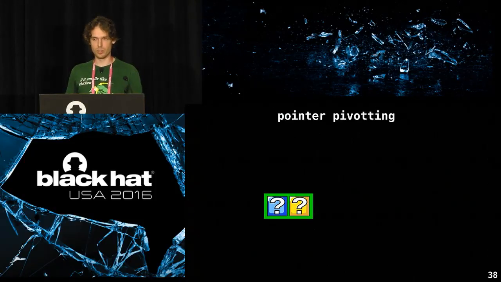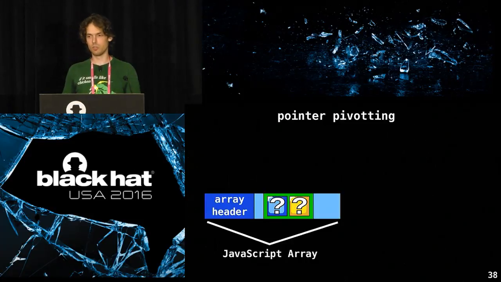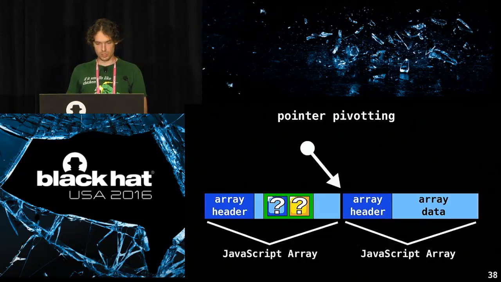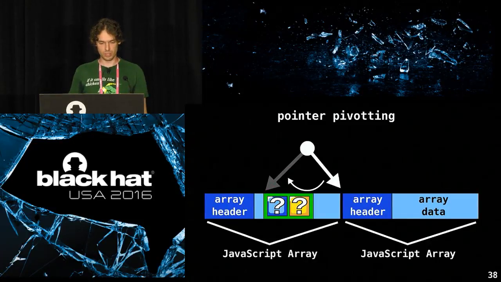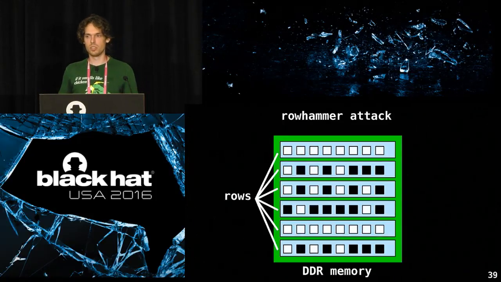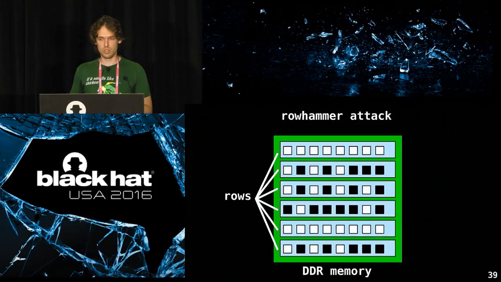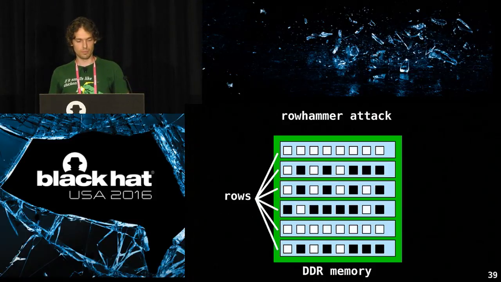So what we do is we create this fake object in an array for which we know the address, and then we use Rowhammer to flip a bit in a reference to another array to create a reference to the object that we want. And if we have that, then we're basically there. We use a hardware vulnerability called Rowhammer to get this bit flip.